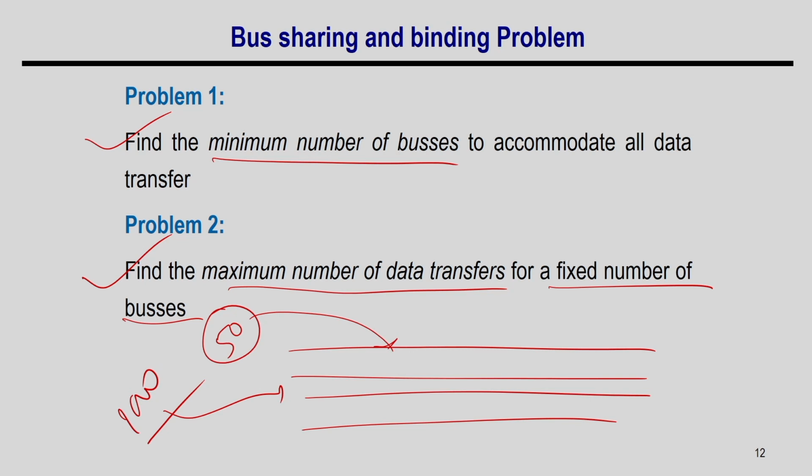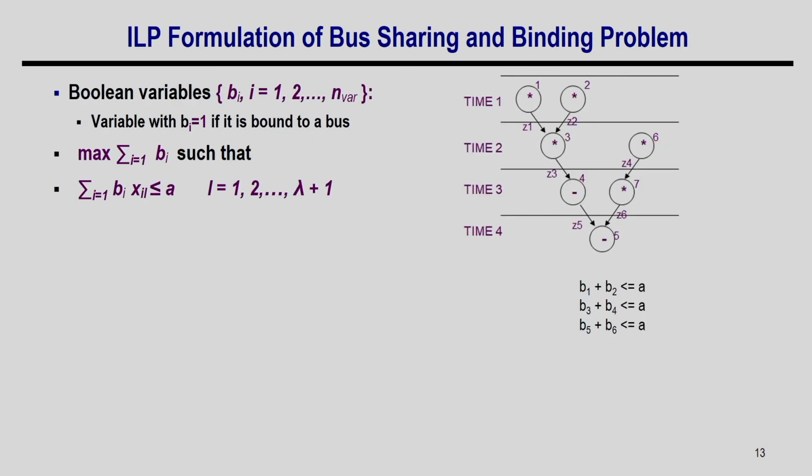This problem can again be formulated as an ILP formulation. I will talk about this ILP formulation briefly. It is basically similar to the port assignment problem. The idea here is you basically have these variables. These are the variables that have to be transferred, and these are the inputs to the FU.